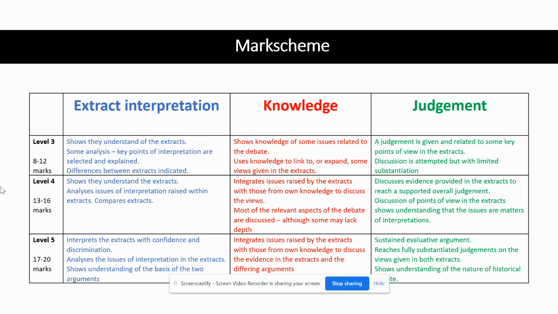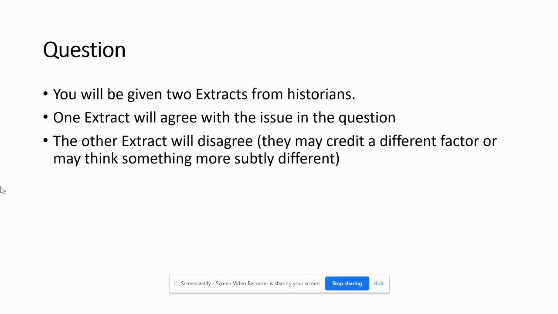So your extract interpretation, you understand what it says, you look at that in the light of your knowledge and you say, yes, the knowledge backs up that extract, therefore my judgment is that it's a good interpretation. Or you say, well, actually my knowledge about these events shows that this extract is not quite on the money, and therefore my judgment is that it's a decent interpretation but not the best of the two here. So let's have a look at what that means for your structure. Actually, let's have a look at what that means in the actual question.